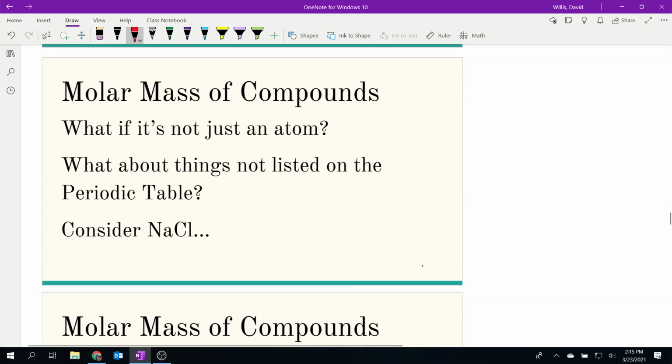But what if it's a compound? What if it's not just an atom? Consider sodium chloride. How do you think you would find the molar mass of sodium chloride?